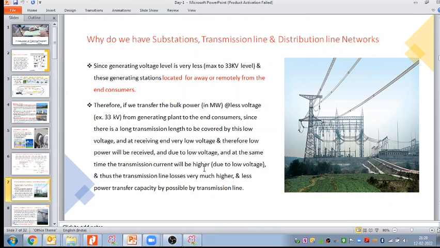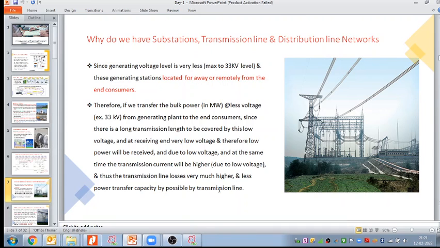Due to the low voltage, at the same time the transmission current will be higher, and thus the transmission line loss is very much higher because the current is higher, and less power transfer capacity is possible with the help of the transmission line.